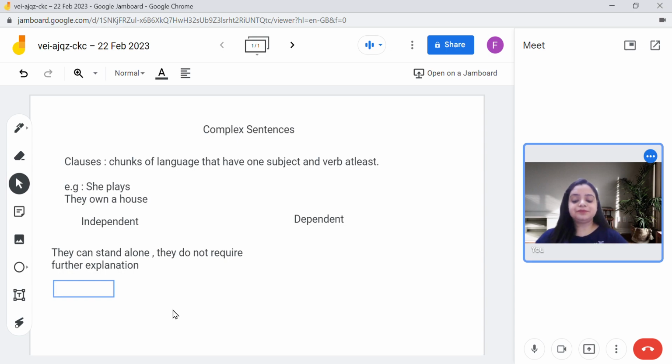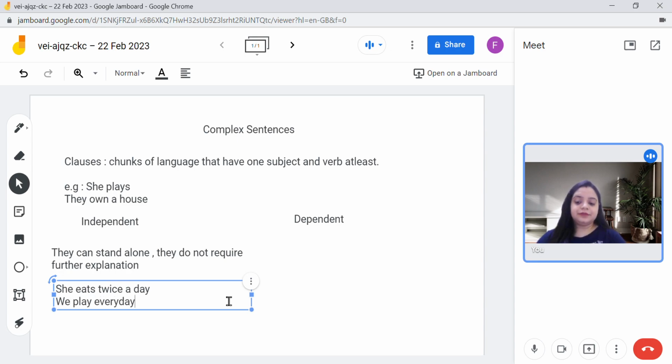For example, she eats twice a day. It is making perfect sense, and it is not looking for any explanation further. Let me take one more example: we play every day. Again, there is one subject and one verb, and the clause is complete in itself.